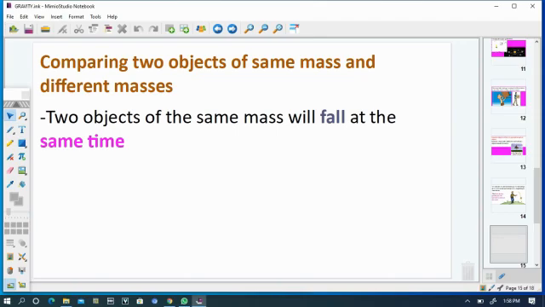Comparing two objects of the same mass and different masses. Two objects of the same mass will fall at the same time. Also, two objects of different mass will fall at the same time, according to the law that governs gravity. Take for example, you have two hammers of 20 kg. You drop both hammers at the same time, both hammers will fall to the ground at the same time.